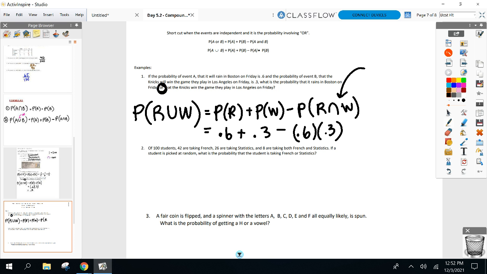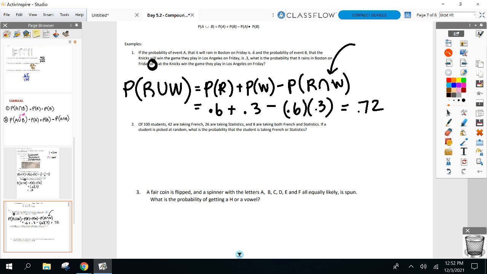All right, go ahead. Now we're just calculating. We got 0.72. So a little bit better chance than both of them happening, right? 18% versus 72%. Questions? The Bro Club all right back there? Okay, just checking.